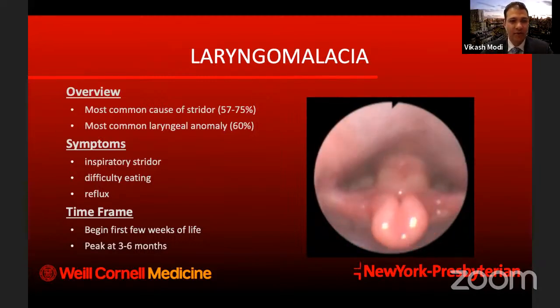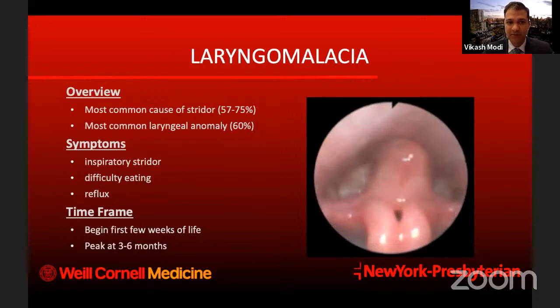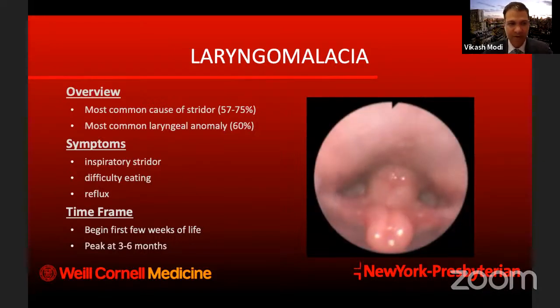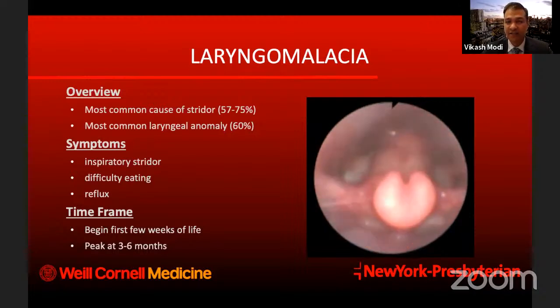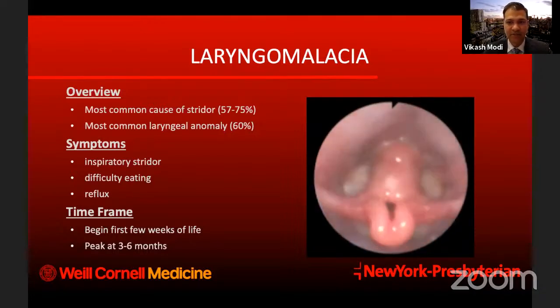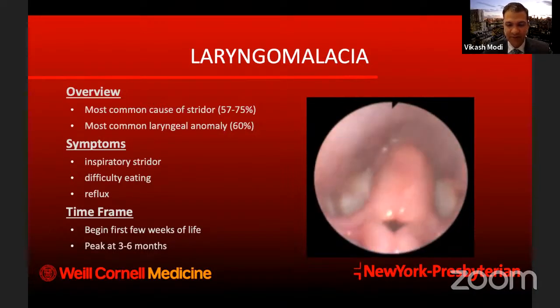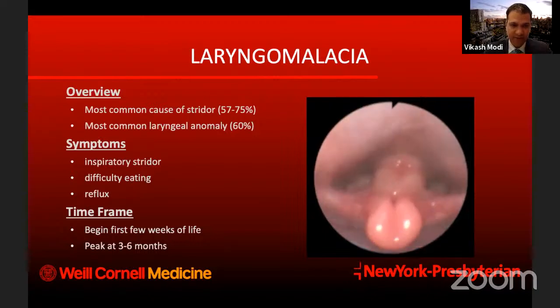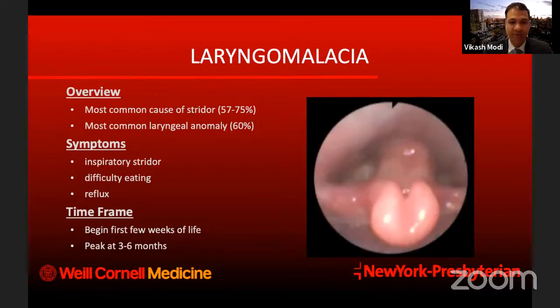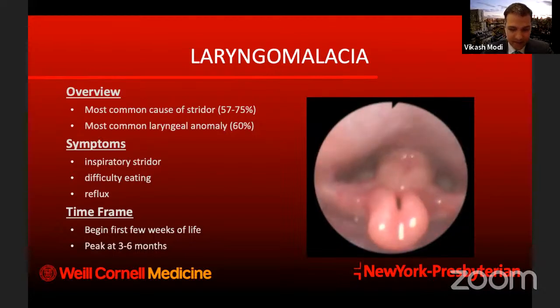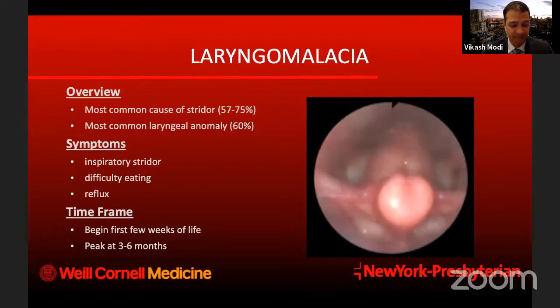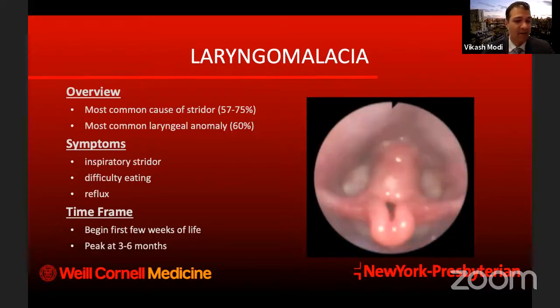So we'll start out with laryngomalacia. It's the most common cause of stridor, most common laryngeal anomaly. You guys are well aware of this. Symptoms are inspiratory stridor, difficulty feeding, and a lot of these kids will have reflux because they have discoordinated swallowing because of their breathing issues, and they swallow air, and then that can lead to reflux. Time frame usually begins in the first few weeks of life, peaks at about 3 to 6 months, and then tends to improve. That being said, that doesn't happen in all cases.